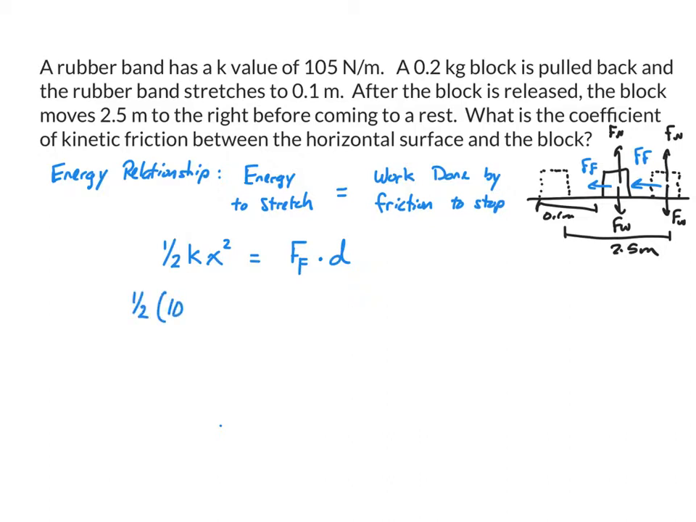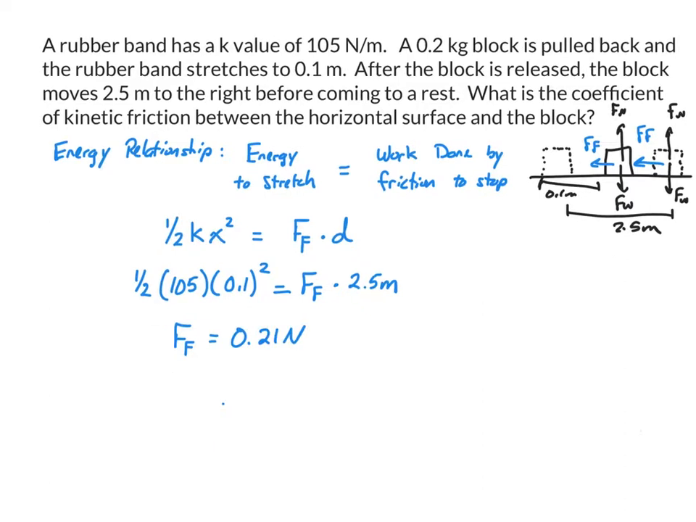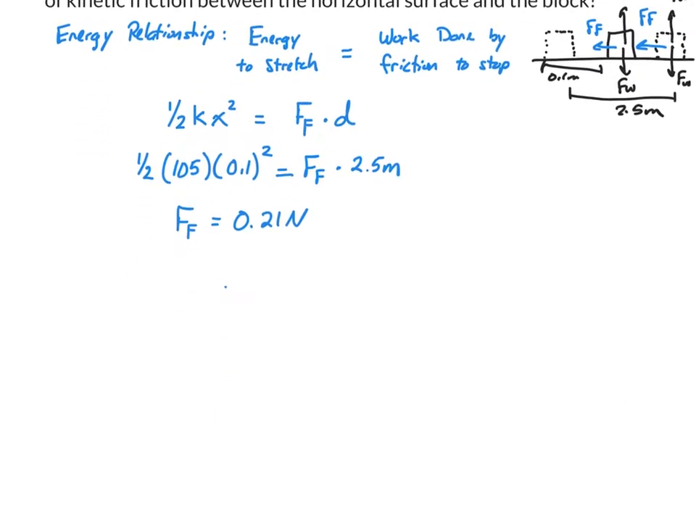this. I'm going to put some numbers in. I know that the k value for this was 105 newtons per meter, and the distance stretched was 0.1 meters. And then I'm going to plug in the value for the force of friction, we'll solve for the force of friction, but we know the distance that it was actually sliding to a stop. That's the 2.5 meters. The key thing about this problem is knowing which distance to put where. When we solve this out, we now know the force of friction is 0.21 newtons.